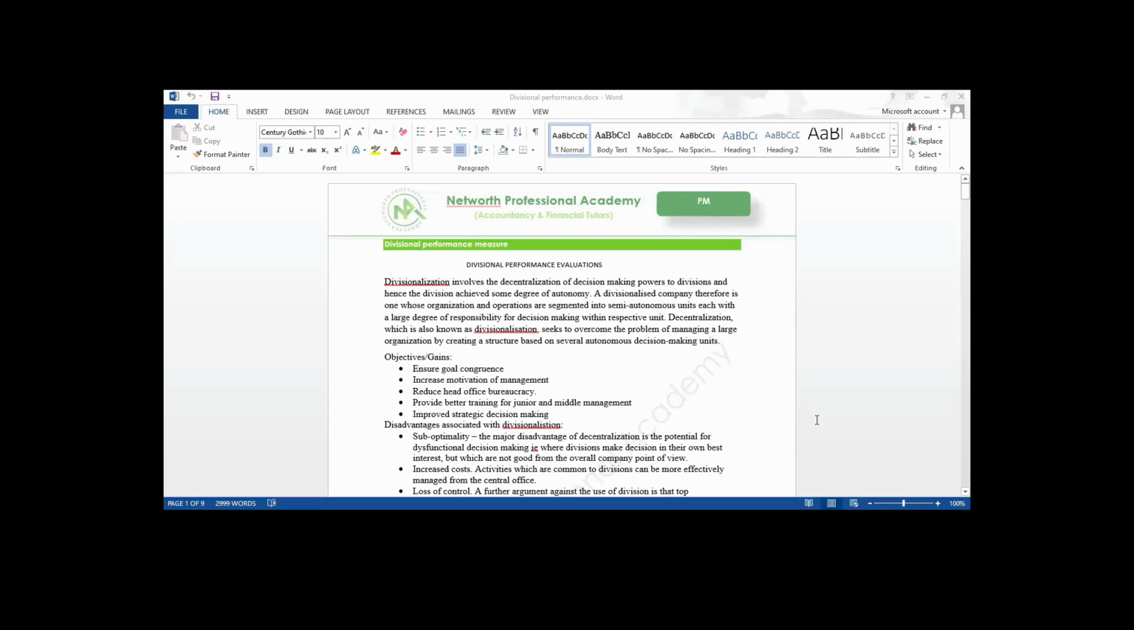A good example is Dangote Group. If you look at Dangote Group, we have Dangote Cement, a division under Dangote Group. We have Dangote Transport, a division under Dangote Group. We have food and drinks. You have Dangote Sugar, Dangote Salt.